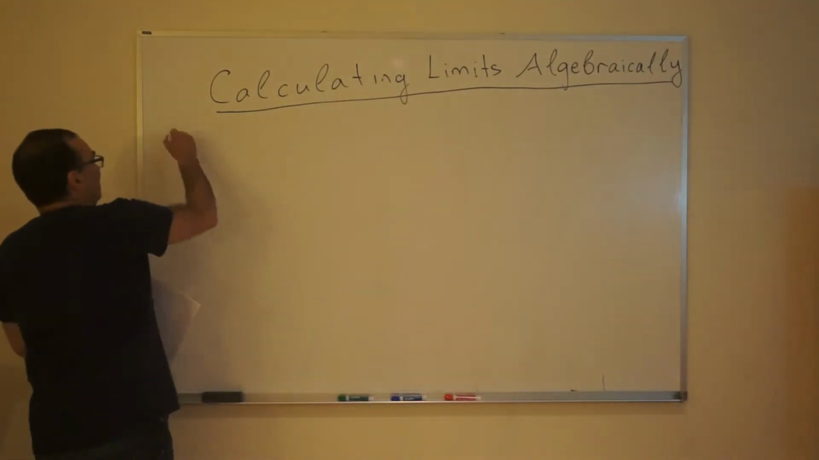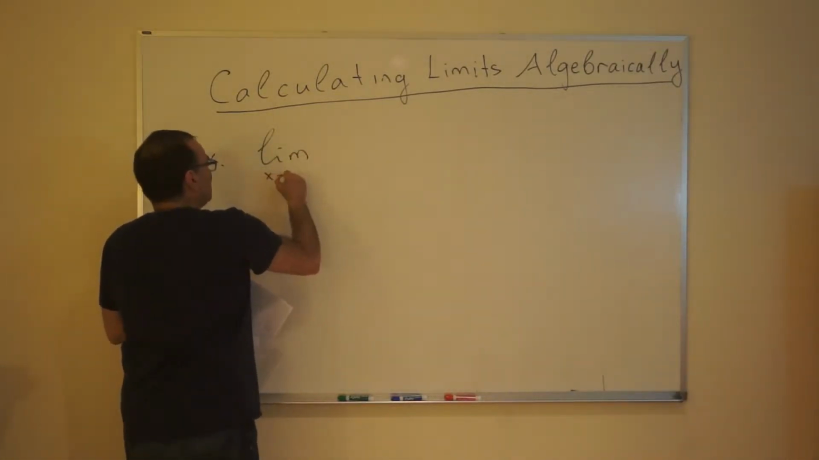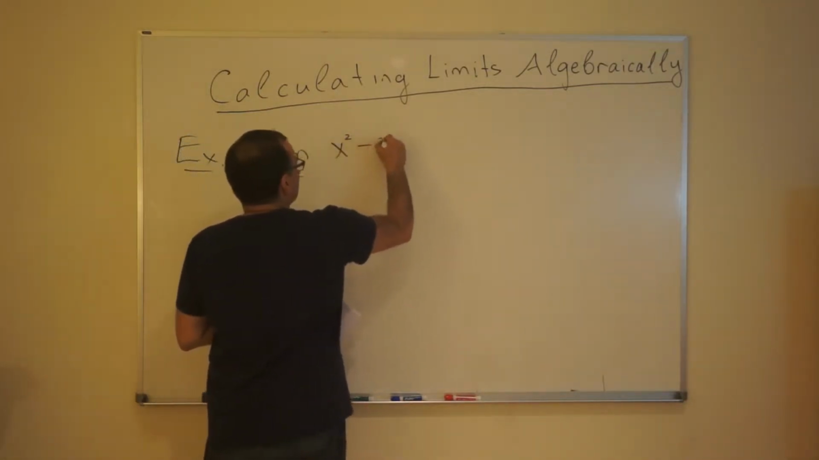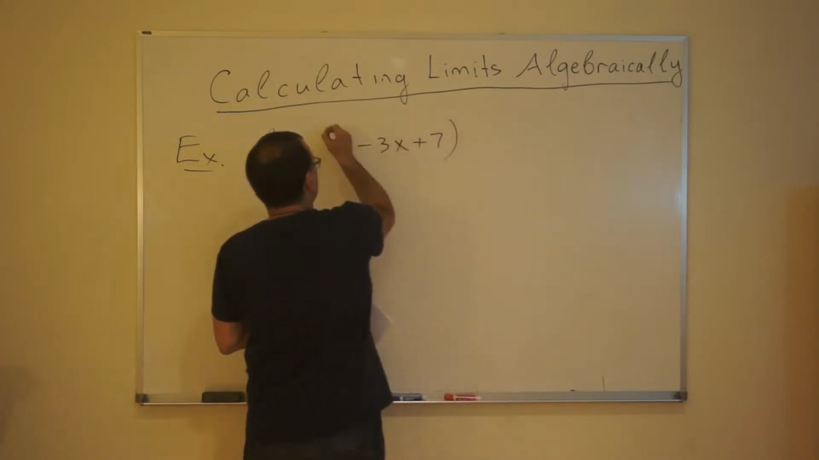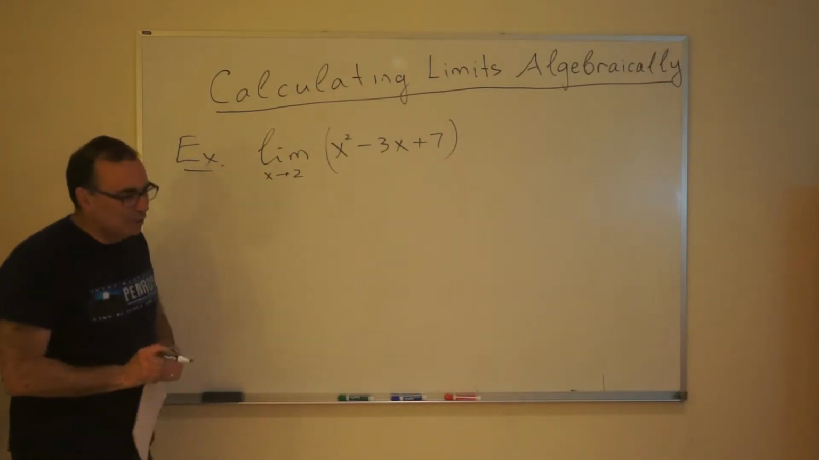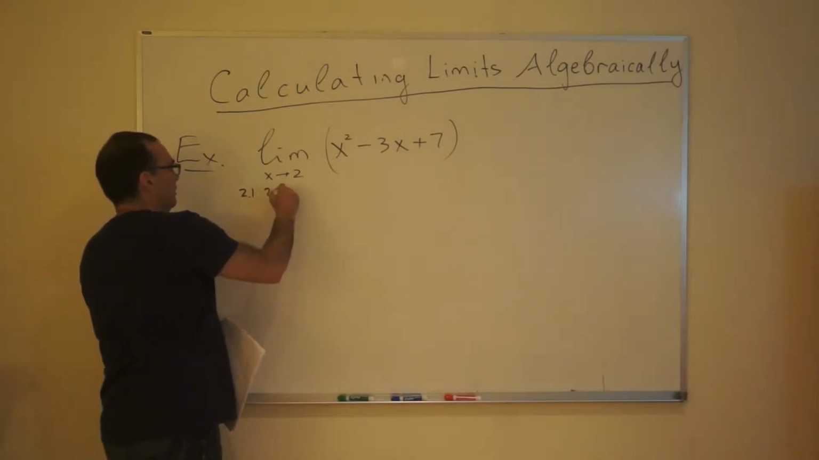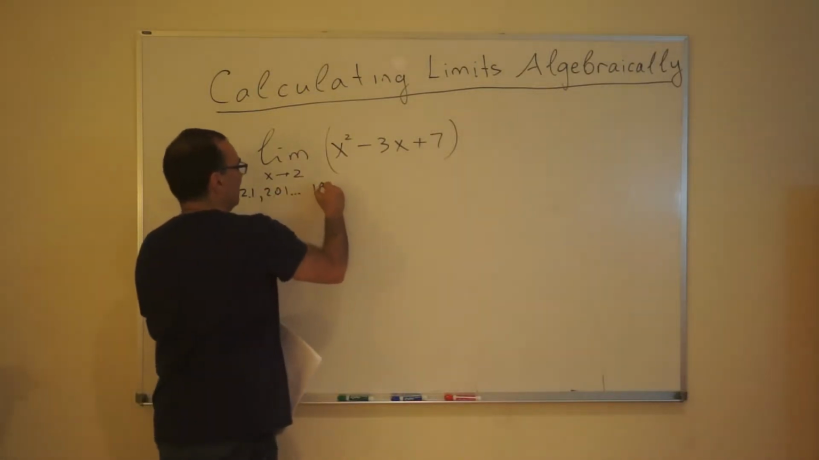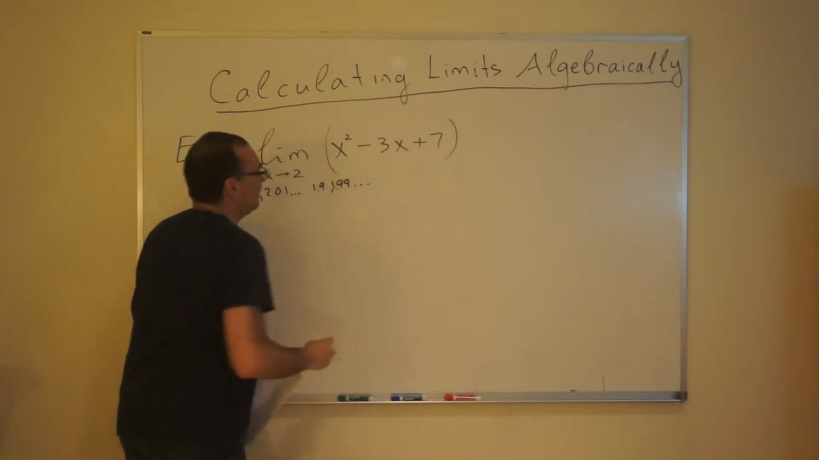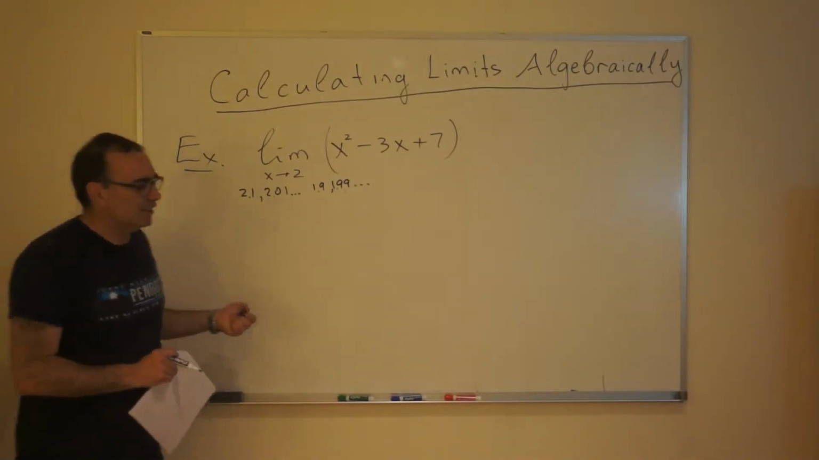So here's an example. This is a simple example. Limit as x approaches 2, x squared minus 3x plus 7. Of course we can do this example numerically as well, and for that, as you remember, we need to plug in numbers like 2.1 and 2.01, etc., and also 1.9 and 1.99, etc. And then we will come up with a certain answer. But actually we can do it in a much simpler way, like this.